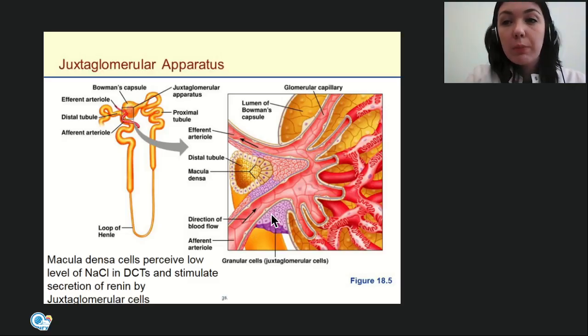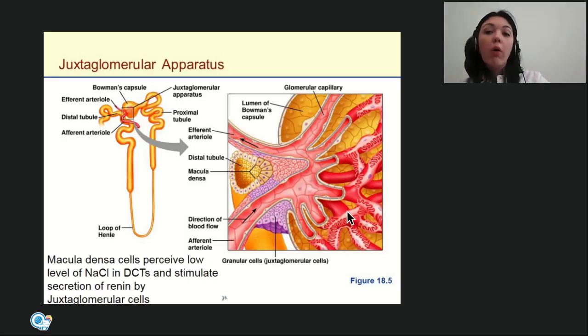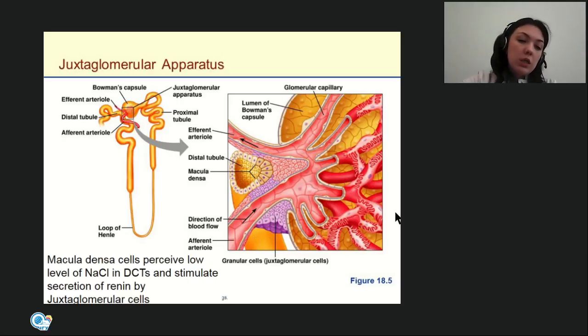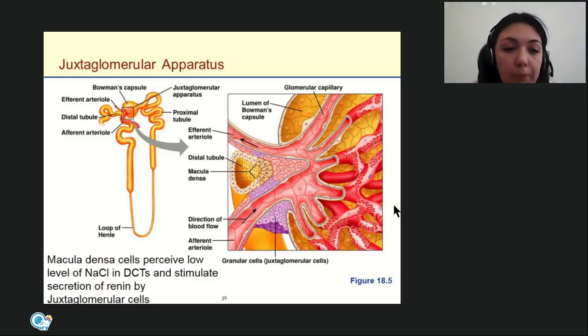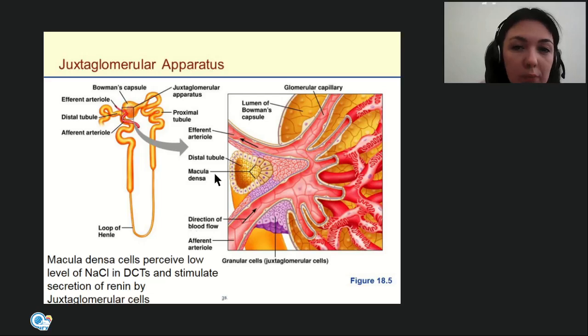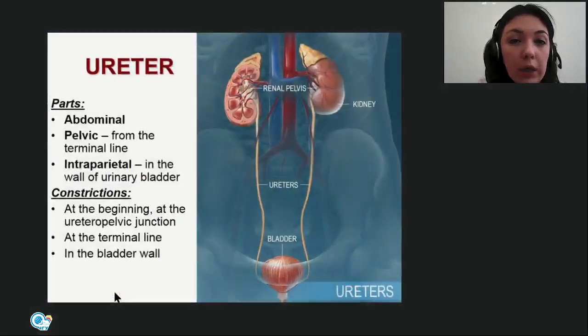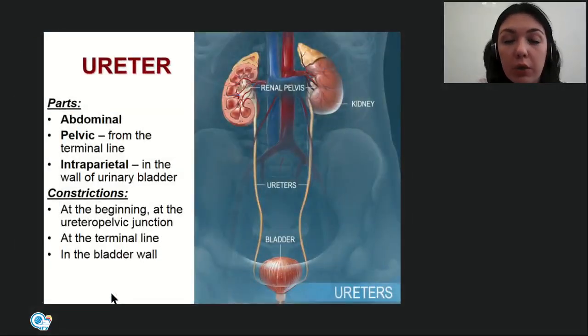So renin is a special hormone that is produced by the kidneys, and together with other substances such as angiotensin and aldosterone, they form the renin-angiotensin-aldosterone system that participates in regulation of blood pressure. For you, it's enough to understand that renin participates in regulation of blood pressure, and it is produced by the juxtaglomerular apparatus of the kidney. That is the endocrine function of the kidney.